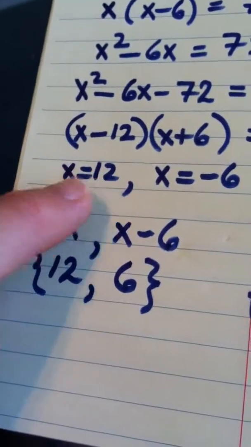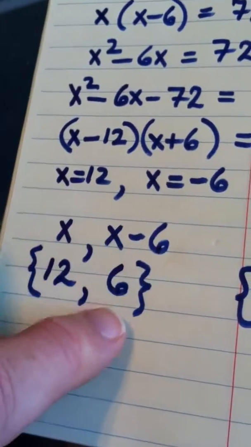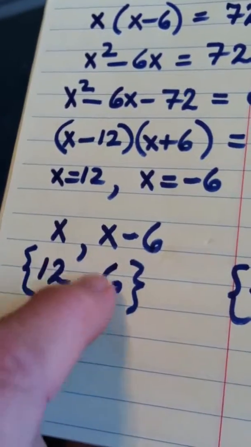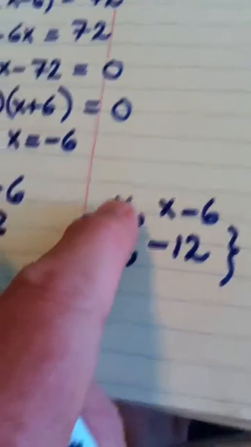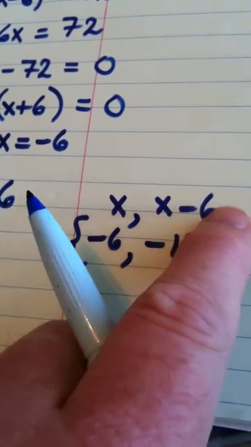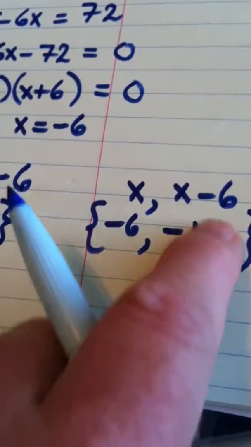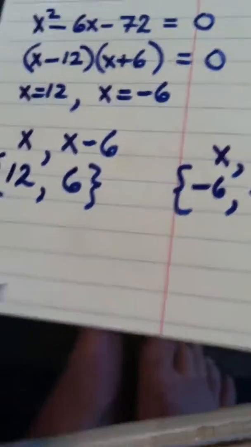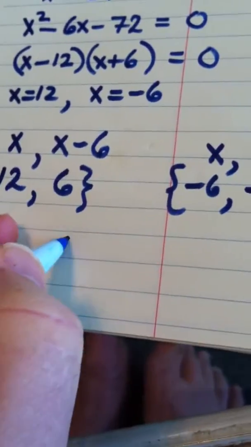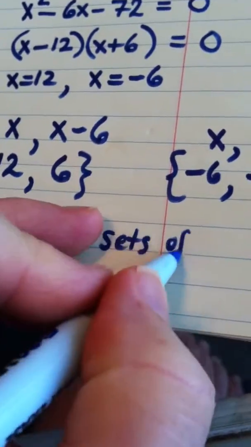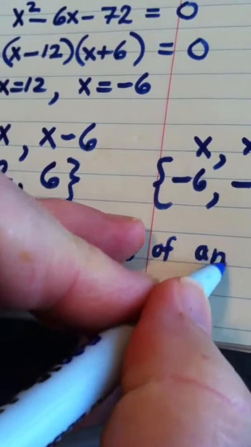So they both work. If x is 12, x minus 6 is 6. One correct set of answers to this problem is 12 and 6. If x is negative 6, then negative 6 minus 6 is negative 12. So another correct set of answers is negative 6 and negative 12. So basically what you get here are two sets of answers that are both correct.